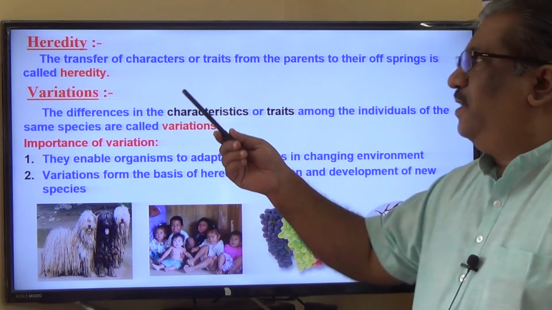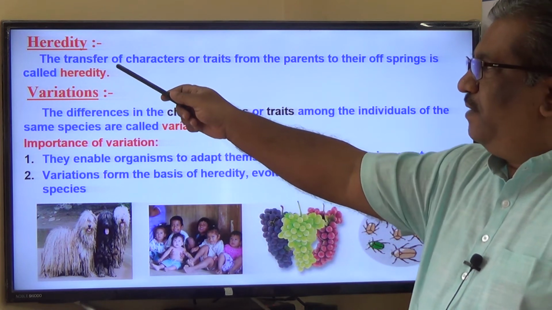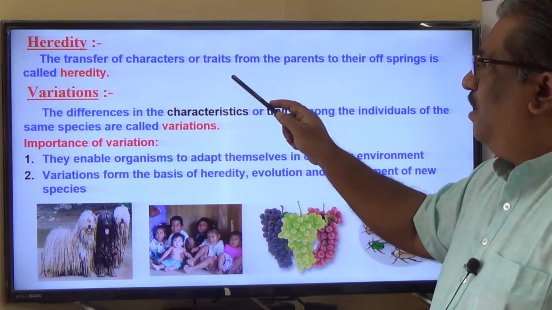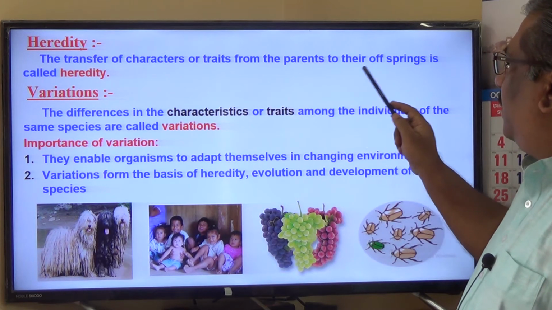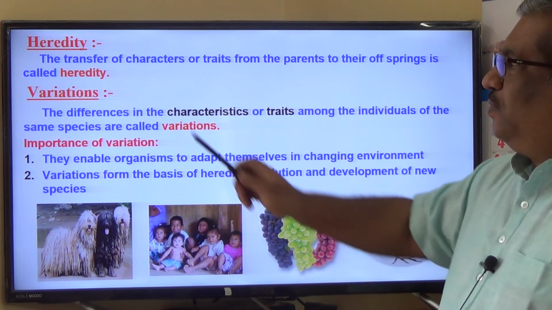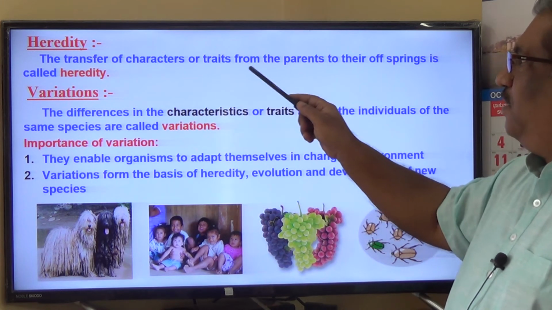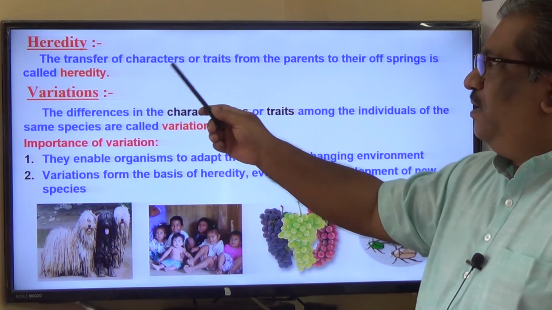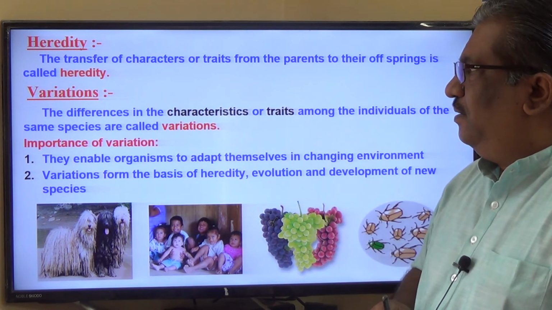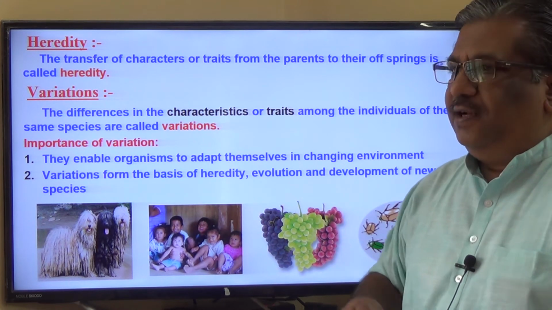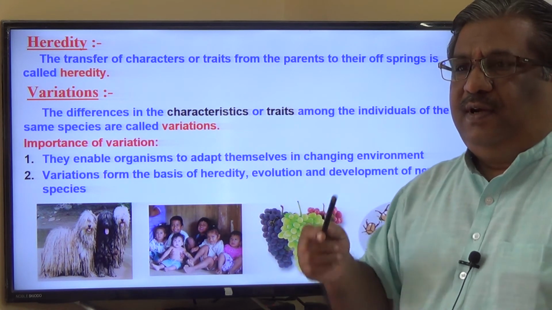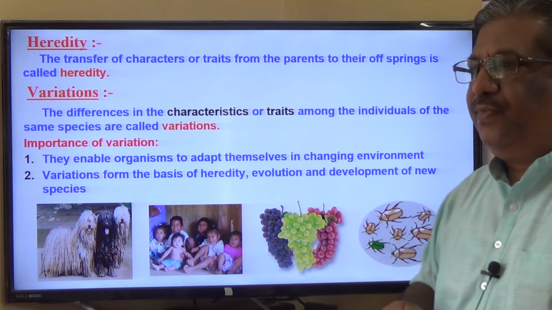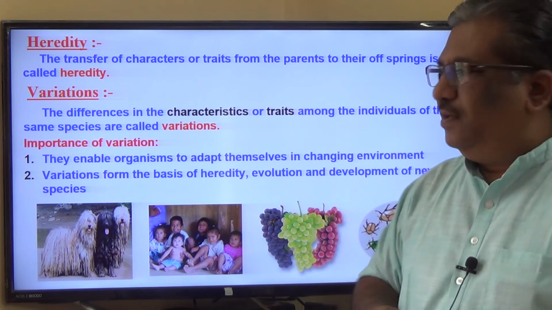So what is heredity here? Heredity refers to the transfer of characters or traits from the parents to their offsprings. So the transfer of characters or traits from the parents to their offsprings is called heredity. So here, what do you mean by characters? Characters means, for example, the visible features. Characters generally refer to the visible features.